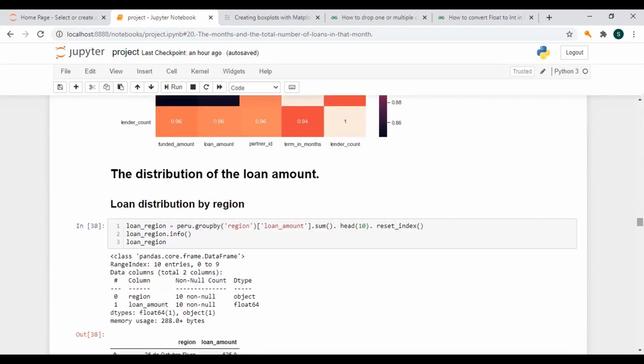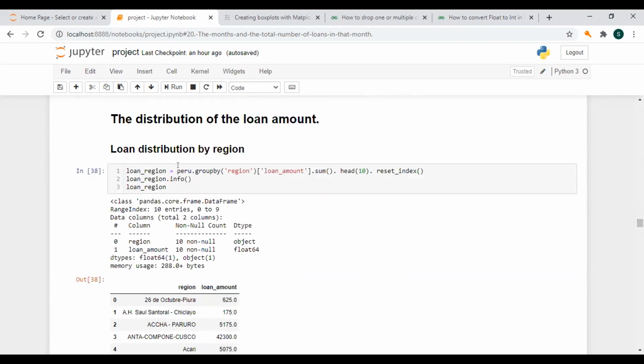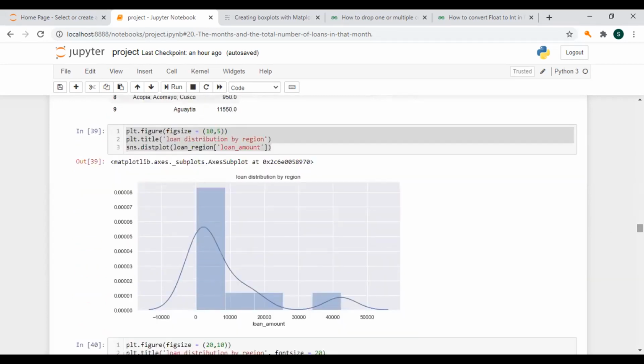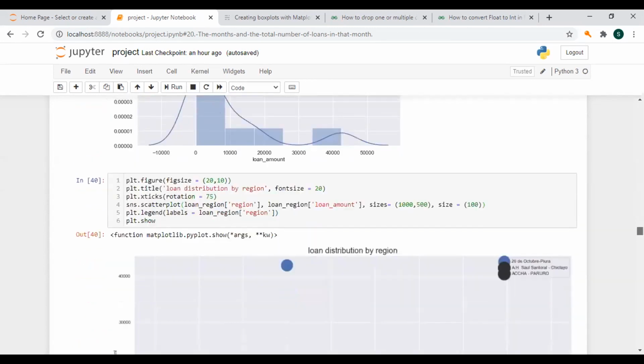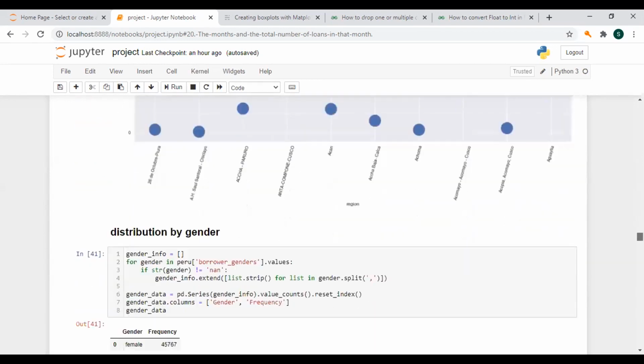Then the distribution of the loan amount. First I did the distribution of loan amount by region. The question, I think, was open, so I did it first by region. The leading region was 26 October year. And after that, because it was talking about the distribution, I thought to use a dist plot, the histogram. Then next I used a scatter plot for the same.